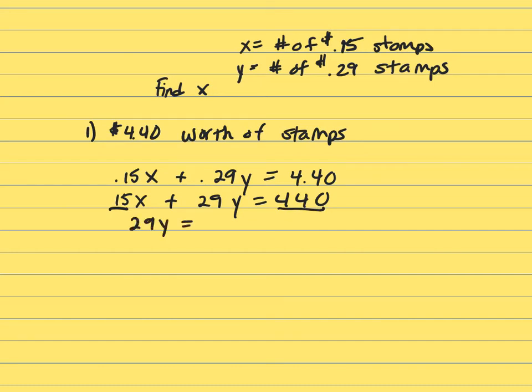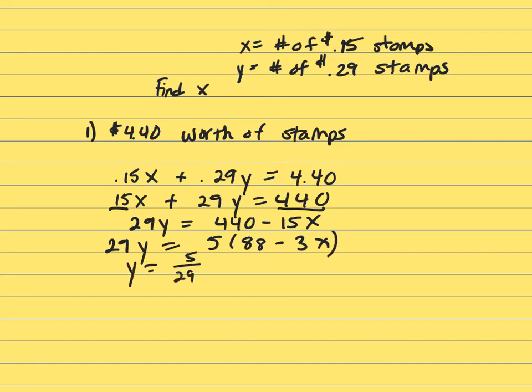So 29y equals 440 minus 15x, and y equals, well, let's leave it as 29y. 29y equals, factor a 5 out, 5 will go into 440 as 88, so that's 5 times (88 minus 3x). And this is y equals 5 over 29, times (88 minus 3x).